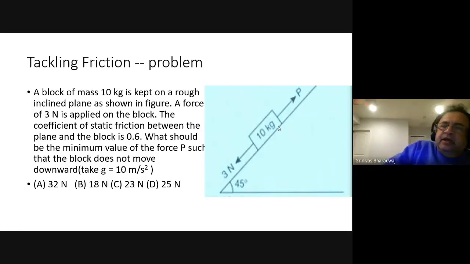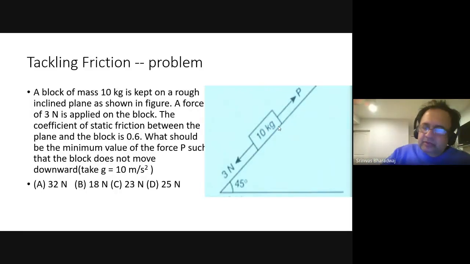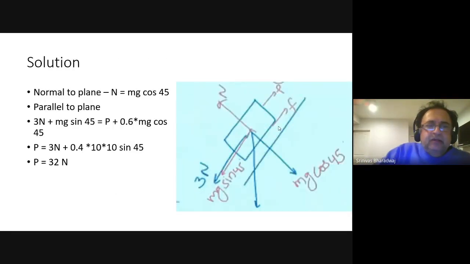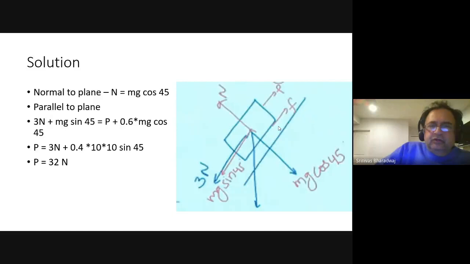So now 73 down, 0.6 times 70.7 up. You will have to apply 73 minus 0.6 times 70.7, the minimum value of P. So 3 newtons plus mg sine 45 equals P plus 0.6 times mg cos 45. If you do the arithmetic, you end up with about 32 newtons. 73 minus 42 is roughly 32. So very straightforward, actually.